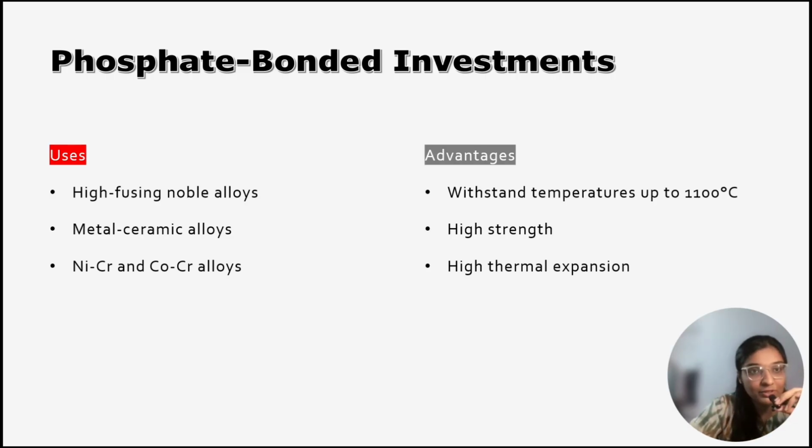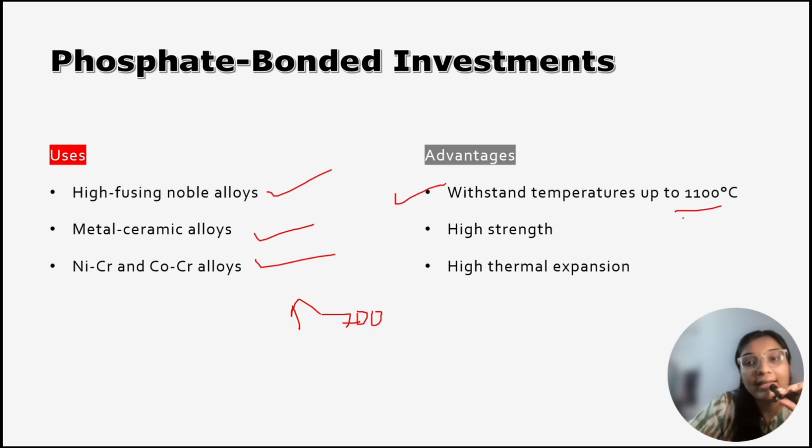So as I told you, they are used for high fusing noble alloys, metal ceramic alloys, nickel chromium and cobalt chromium alloys. So we need temperature more than 700 degrees centigrade. The advantages of phosphate bonded investment: it withstands temperature of up to 1100 degrees centigrade, and therefore it has high strength and high thermal expansion. That's why phosphate bonded investments are used.